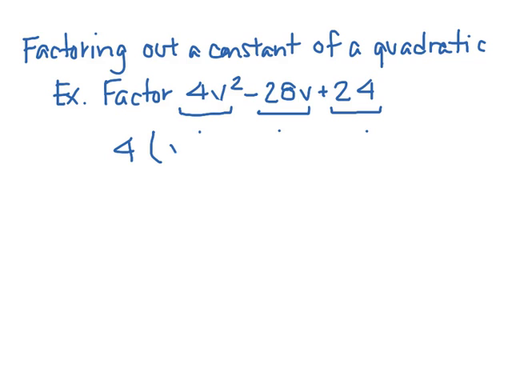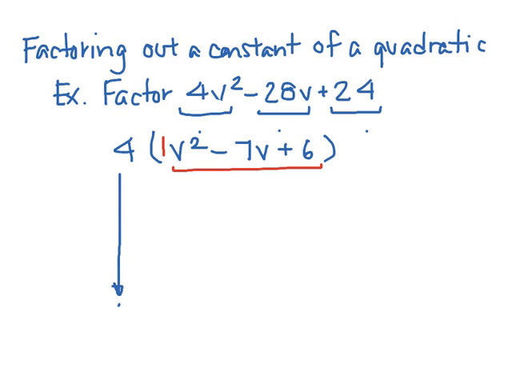we're left with simply v squared, and 28 divided by 4 gives me 7v, and then 24 divided by 4 leaves me with a plus 6. So now again this looks very familiar to us, right? This is just like a quadratic with leading coefficient of 1 because there's no number out there. So in this case we're going to remind ourselves that this 4 has to stay at the end when we're done factoring.